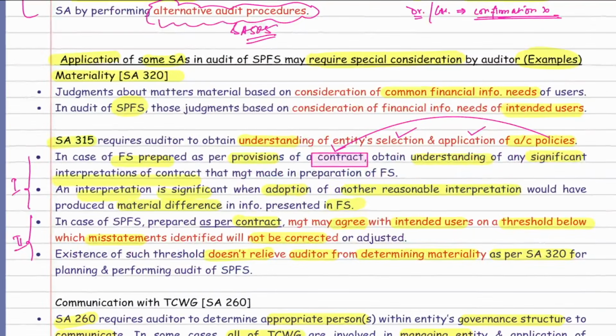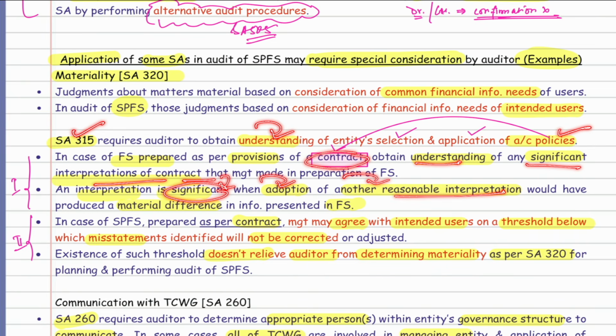Now talking about the main part, which is very important from the exam point of view. Application of some SAs which require special consideration. Example, SA 320. You need to judge the materiality based on consideration of common financial information needs. Because it is a SPFS, you consider the information needs of the intended user. Now SA 315 says you understand the accounting policy, but because it is a contract, you understand the significant interpretations of the contract. Interpretation is significant when adoption of another reasonable interpretation will lead to a material difference in the financial statement.